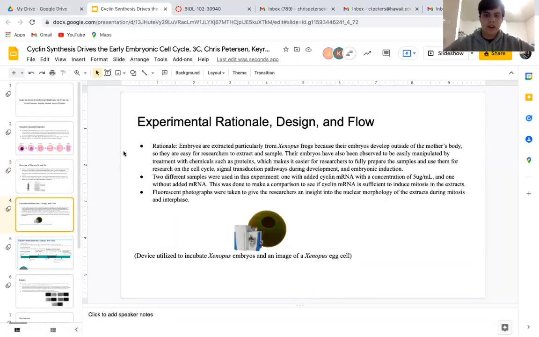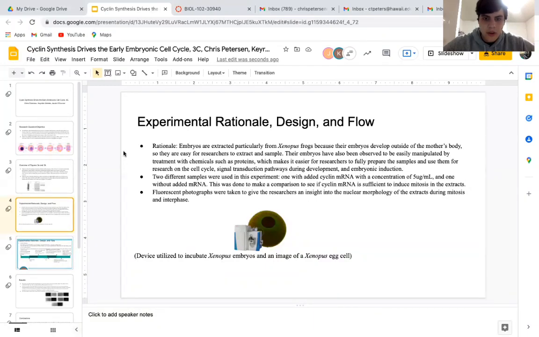This is our experimental rationale and method slide. It was a really good choice for them to use Xenopus because the embryos extracted from the Xenopus frogs actually develop outside the mother, so they're much easier to extract and, of course, make samples out of. And their embryos have also been observed to be easily manipulated by chemical treatments, such as proteins and RNA. And of course, that makes it easier to get your results when you're researching things like the cell cycle or signal transduction pathways during the developmental process of the embryo, or embryonic induction.